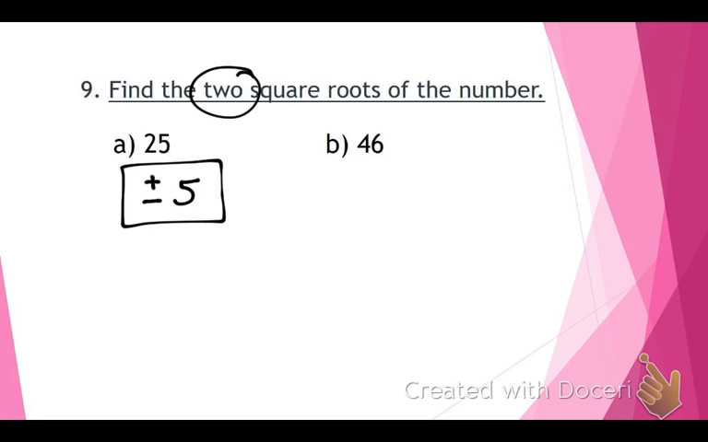The square root of 46, just like always what we've been doing for these, just give it to me rounded to the nearest tenth. What do you get, guys? Positive and negative 6.8. Okay, 6.8. And then, as you know, you want 2 of them, so it's positive and negative. Because 6.8 times 6.8 equals 46. Negative 6.8 times negative 6.8 also equals 46.